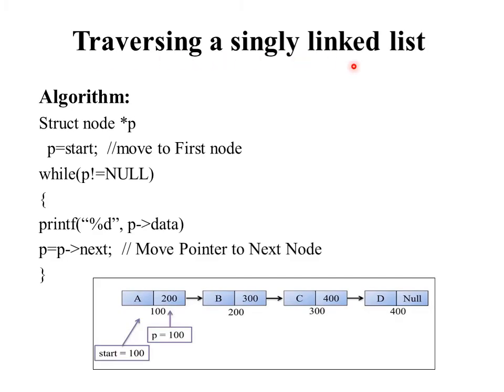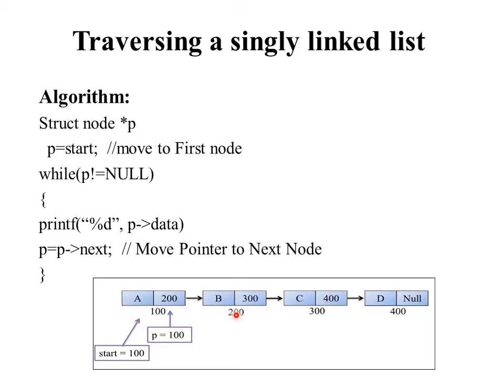Traversing a singly linked list. So what is the meaning of traversing? Traversing means in a linked list we visit all the nodes one by one, only one time. Okay, means we can travel from node A, the first node, to the last node. So see here in the algorithm we use P as a pointer.